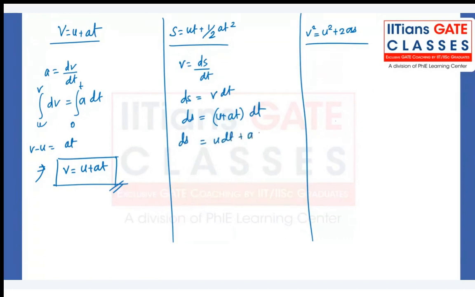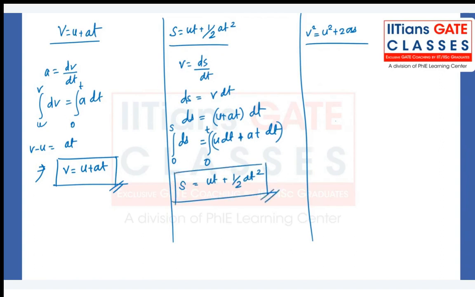Now if you integrate it, when time is from t equal to 0 to t, the displacement is from 0 to s. So we can say s is equal to ut plus half of at square. And then we have the third equation of motion, that is v square is equal to u square plus 2as.